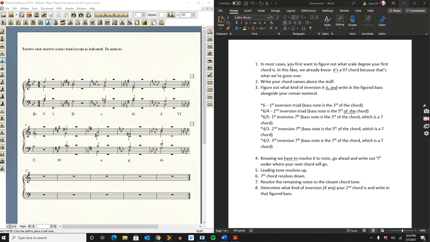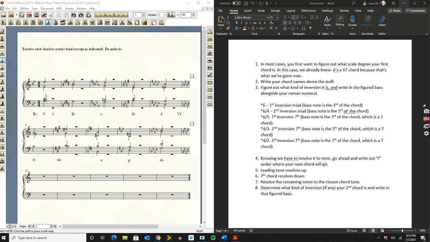In most cases, you want to figure out what scale degree your first chord is, but in this case we already know it's going to be a 5/7 chord because that's what we've gone over. Even if you didn't know that, it's as simple as figuring out the name of the chord and then figuring out where that sits along the scale of the key signature. Assuming we didn't know this was a 5/7 chord, the easiest way I have found to figure out what chord this is, without driving yourself nuts trying to rearrange the letters, is to go one letter at a time and count and see if all of the notes required to make that a 7th chord are true.